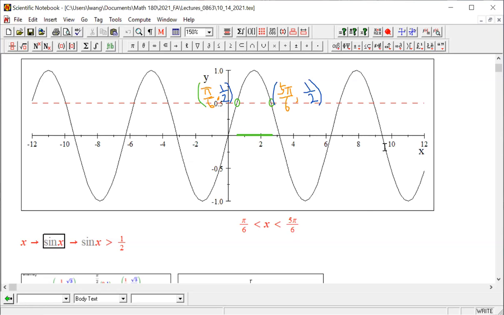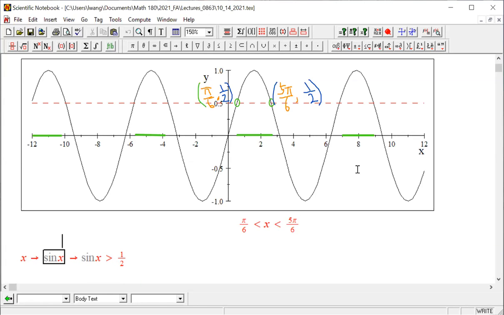How about the next one? For the next one, pi over 6 will be adding 2 pi, 5 pi over 6 will be adding 2 pi. Yes? So for all of these, we have many such green pieces. How do you describe all of them? You must describe all of them if necessary, and in many cases it is necessary. I'm just giving you an example. That's going to be pi over 6. For the next one, you can just add 2 pi. And that one plus 2 pi.